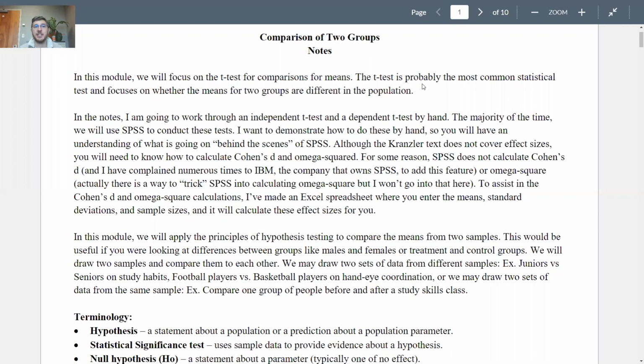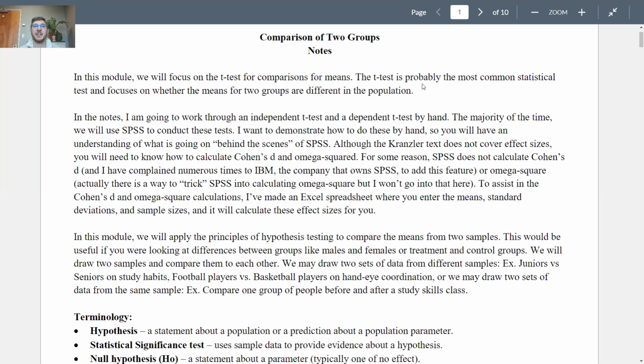Most of the time we'll conduct these analyses in SPSS, and I've made some separate videos to show you how you would do that in SPSS. But in the notes, I kind of want you to know what's going on behind the scenes. Another thing that's different about my notes than the Kranzler text is this idea of effect sizes.